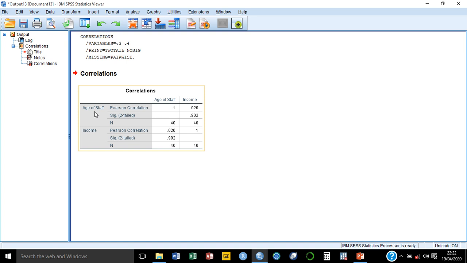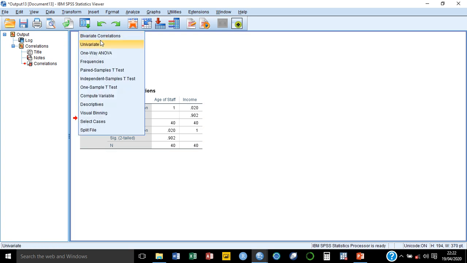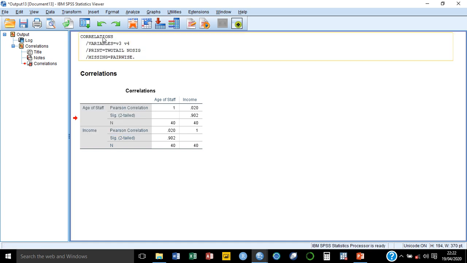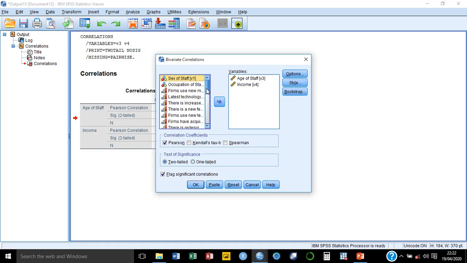Alright, this is a very simple analysis. The correlation between age and income is the same as between income and age, so we have the same responses there. That means in this analysis, just this set is important. Alright, so let's do more. Come here to bivariate correlation. You can have a correlation matrix.